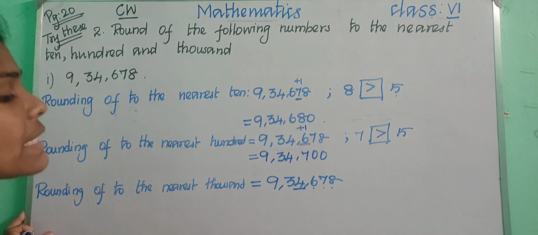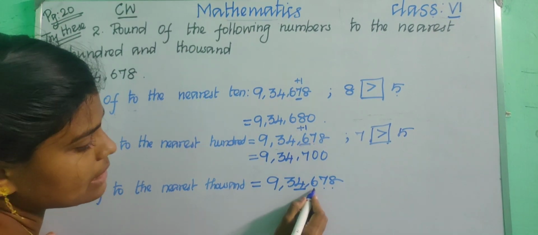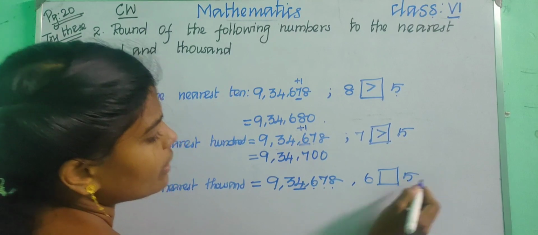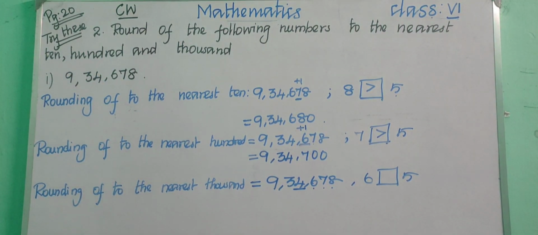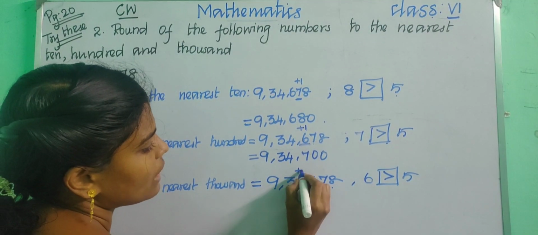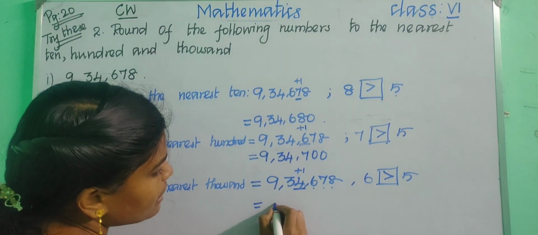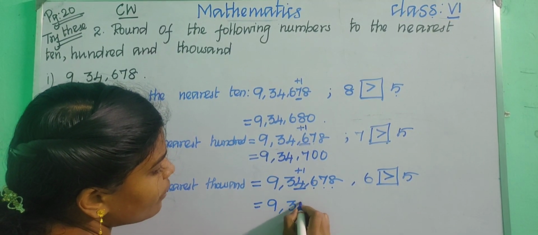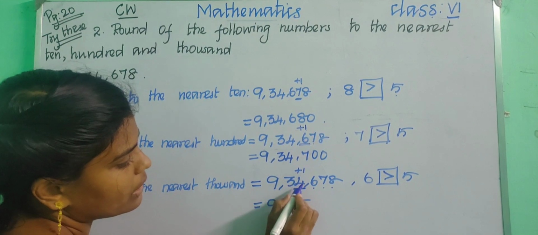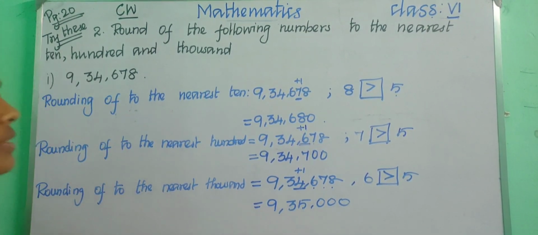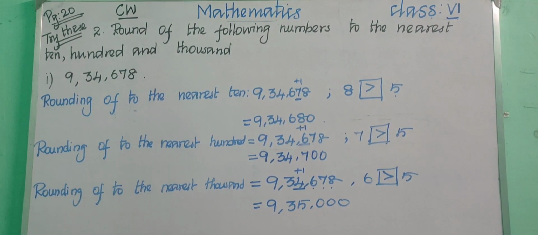We are going to check the next number, that is 6, right? Is the 6 greater than or less than 5? It is greater than 5, right? So we add plus 1 in the thousands place. So what will you get? 9,35,000. We are just adding plus 1, so 4 plus 1 is 5. So 9,35,000 is the answer. You can copy it in your classwork notebook. Pause the video and copy.